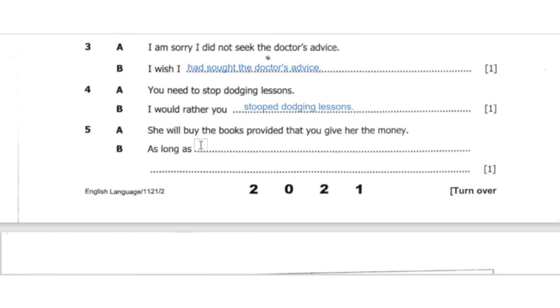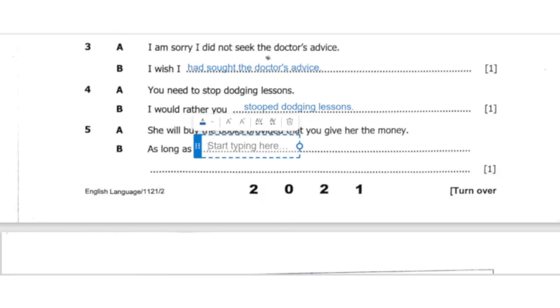Question number five. She will buy the books provided that you give her the money. Okay. So you write it using "as long as." She will buy the books provided that you give her money.